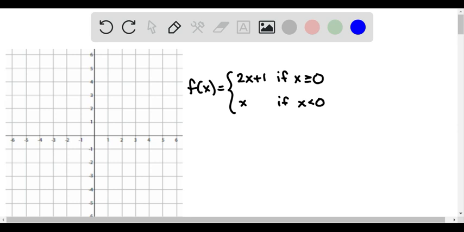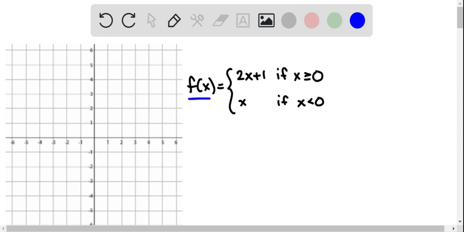All right, we are going to graph this piecewise function, and I'll show you my preferred method. I start by thinking about what each piece should look like. So if I was graphing f of x equals 2x plus 1 alone, it would be a line with a slope of 2 and a y-intercept of 1.